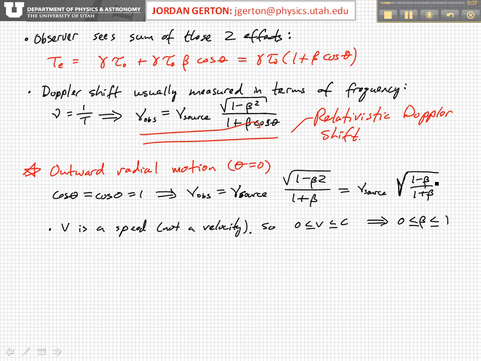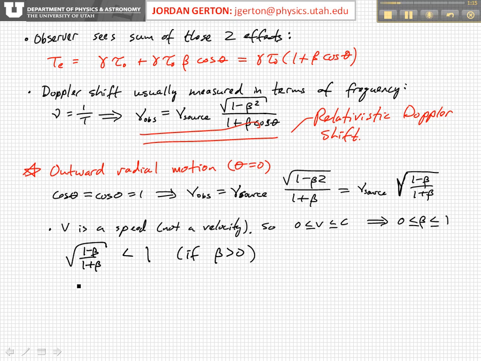Okay, so if we look at this expression, then what we see is that the numerator is always going to be less than or equal to 1. If beta is anything greater than 0, then the numerator will always be less than 1, and the denominator will be greater than 1. And so this ratio is always going to be less than 1. Okay, and so 1 minus beta over 1 plus beta is always going to be less than 1 if beta is greater than 0.